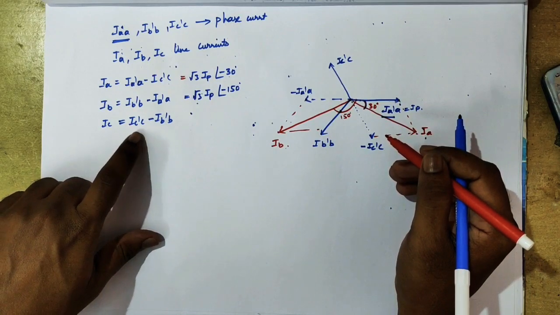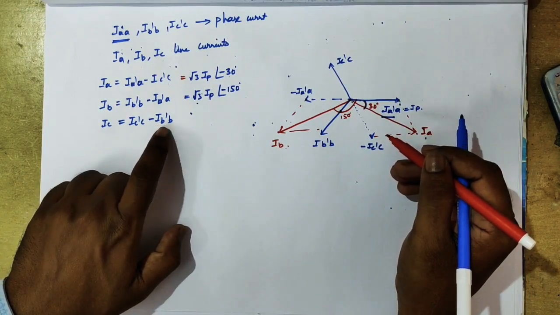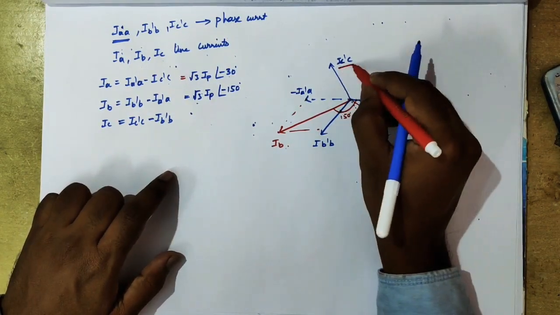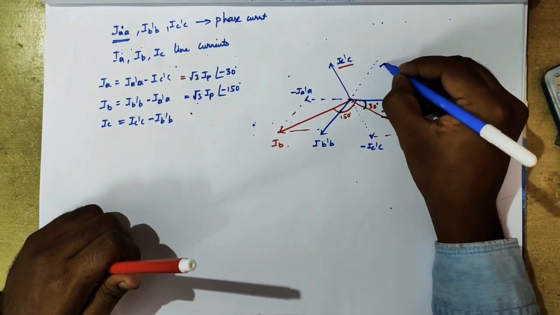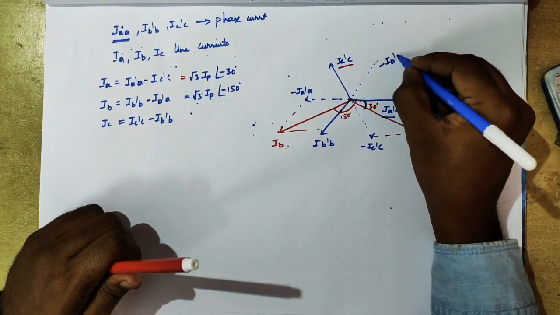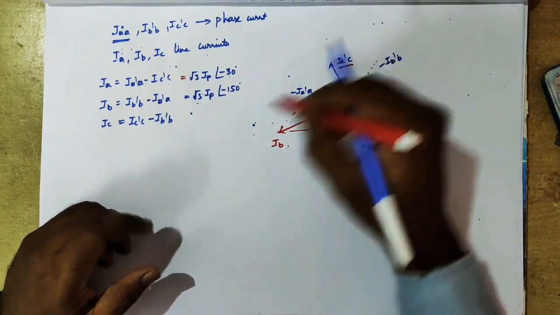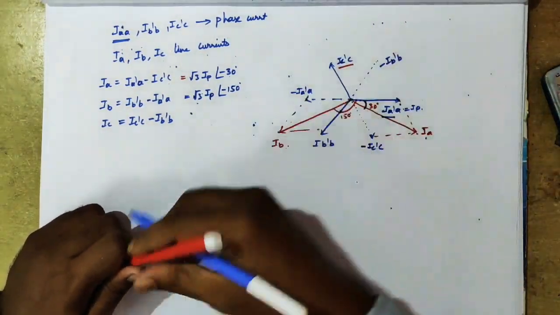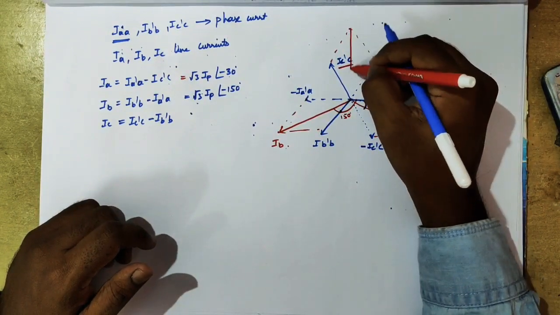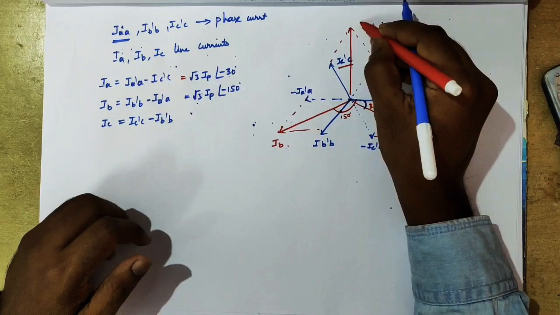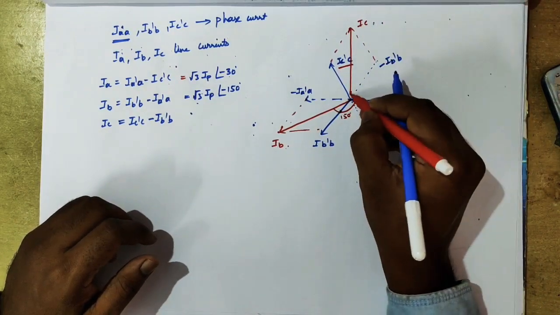What is IC? IC is ICC dash minus IBB dash. You already have ICC dash, so I am taking minus IBB dash here. Therefore the resultant of this vector is the value of IC. So what is the value of IC?